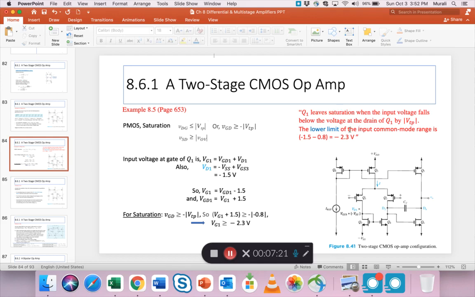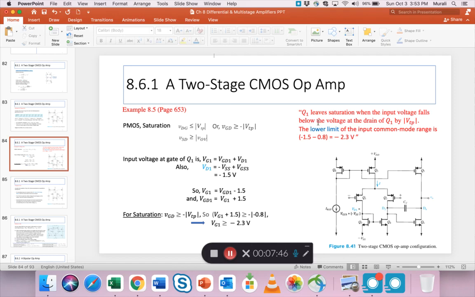He uses this to come up with the value of the ICM min as minus 2.3. I wasn't quite sure how we came up with this, so I wrote out some of my own notes. I ask you to go through this also, so that you're convinced that his derivation of minus 2.3 matches.